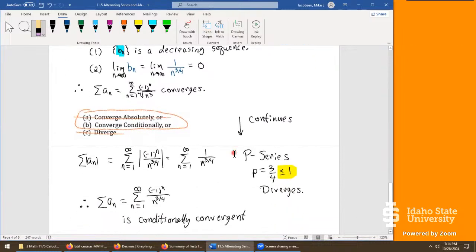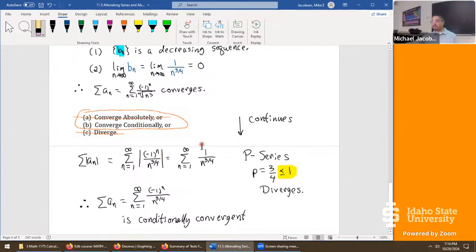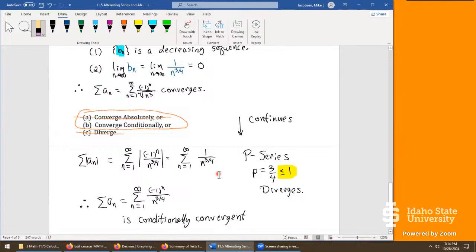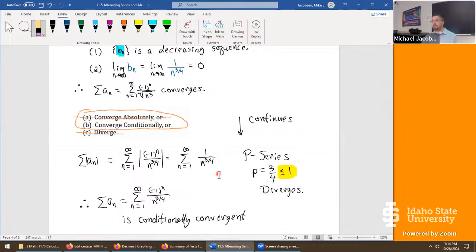When you took the absolute value of an, why didn't the power n on the numerator follow to the step right here? Oh, never mind, never mind. I understand. No worries. Other questions at the moment?